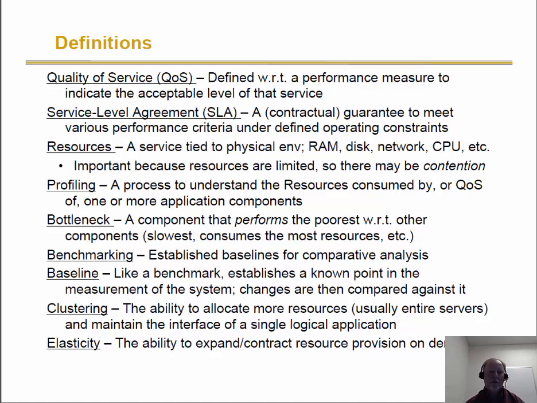Resources, low-level terms, service tied to a physical environment: the RAM, the disk, the network, the CPU. When we talk about resources, it's implied that we're talking about computational resources. Very often it's CPU, very often it's RAM. To a certain extent, it can be disk or network. It could be any hard resource that an operating system provides.